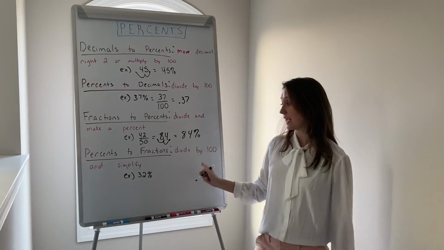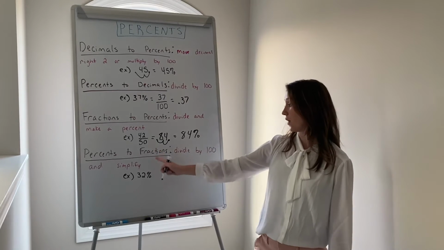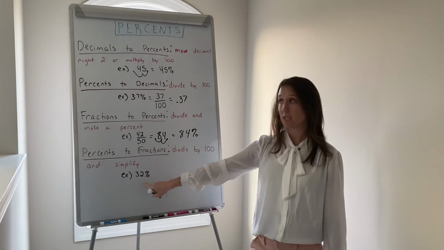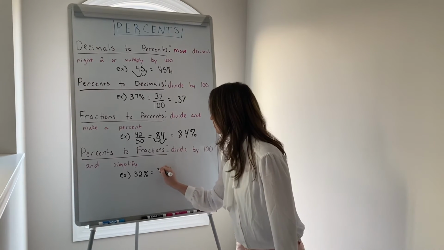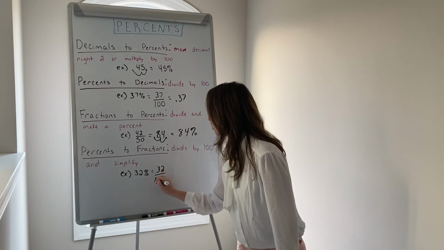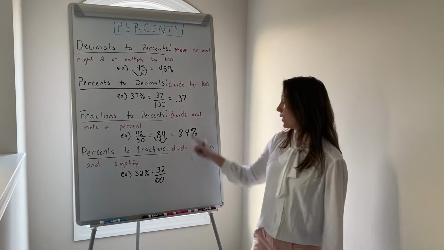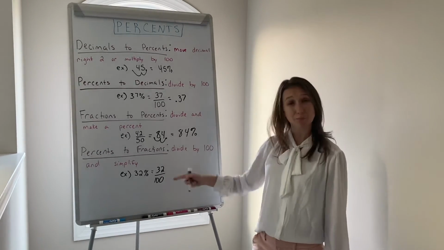And then lastly, if you have a percent and they want you to write this as a fraction, you want to divide the percent number by 100, like we did up here. But the difference is we don't want a decimal, we want a fraction. So we just have to simplify this fraction.